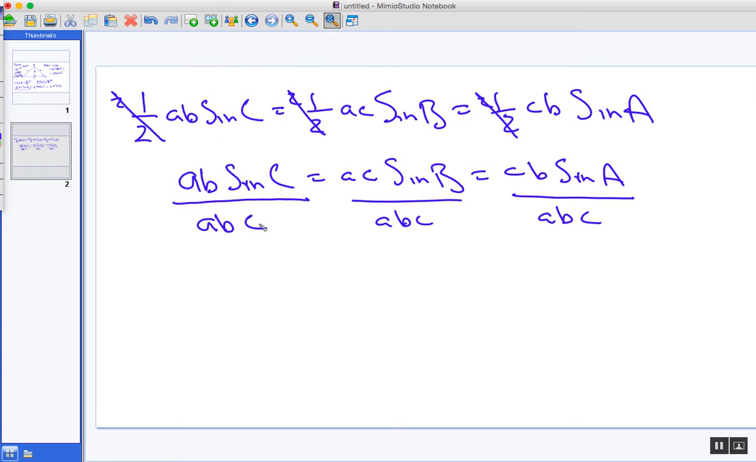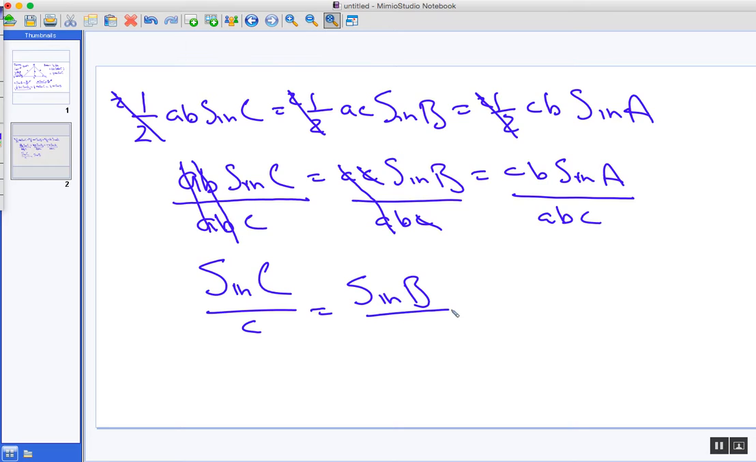So when I divide this by ABC, A divided by A is 1, B divided by B is 1, and we have sine of C over C is equal to A divided by A is 1, C divided by C is 1, and we are just left with sine of B over B. See a pattern emerging here? Divide everything by C, divide by B goes to 1. We get sine of A over A. And there you have it. That is your law of sines.